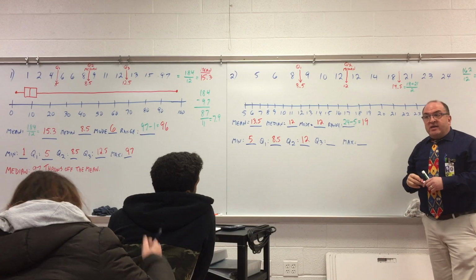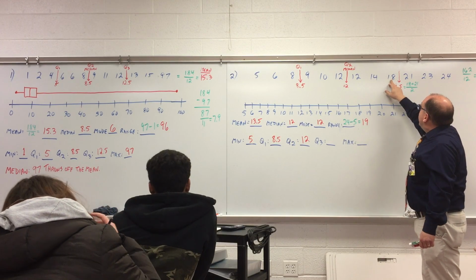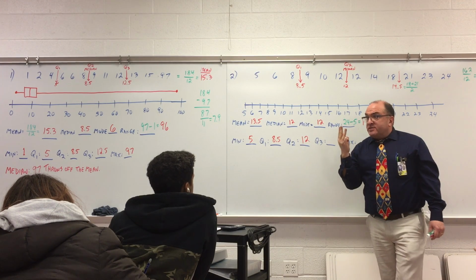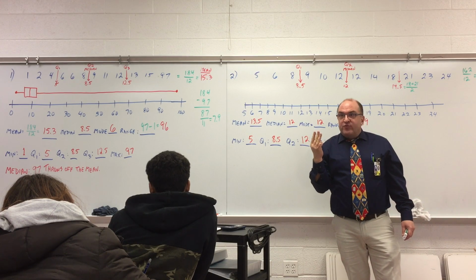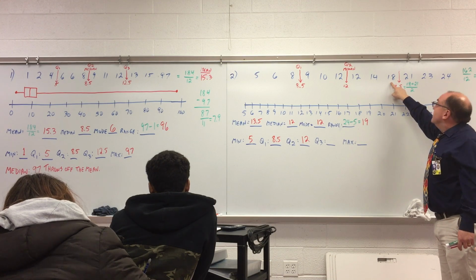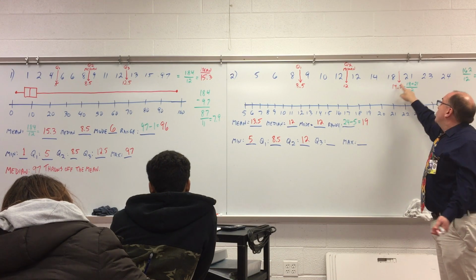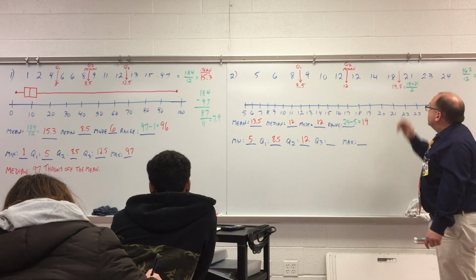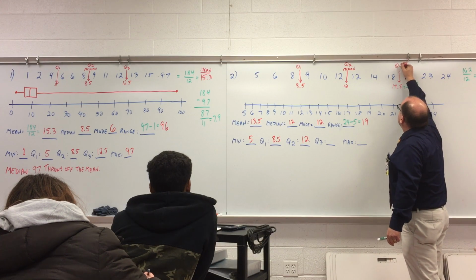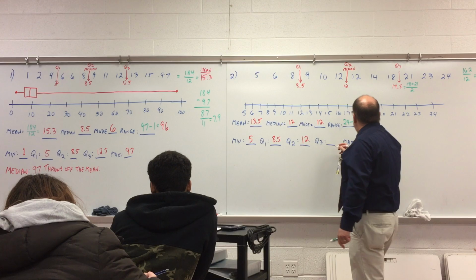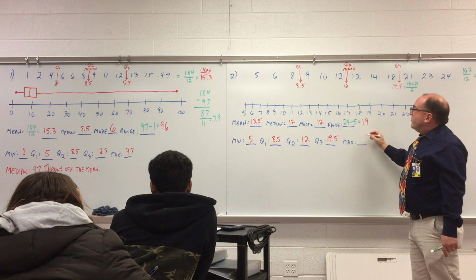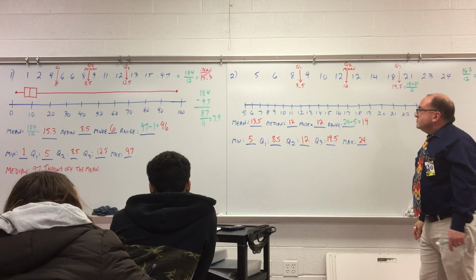There's another way if you like. What's the difference from 18 to 21? That's a difference of 3, right? From 18 plus 3 is 21. What's half of 3? Isn't half of 3 1.5, right? So what's 18 plus 1.5? 19.5. Or 21 minus 1.5? 19.5. That is your Q3. Okay? 19.5. What's the max? 24. Okay?